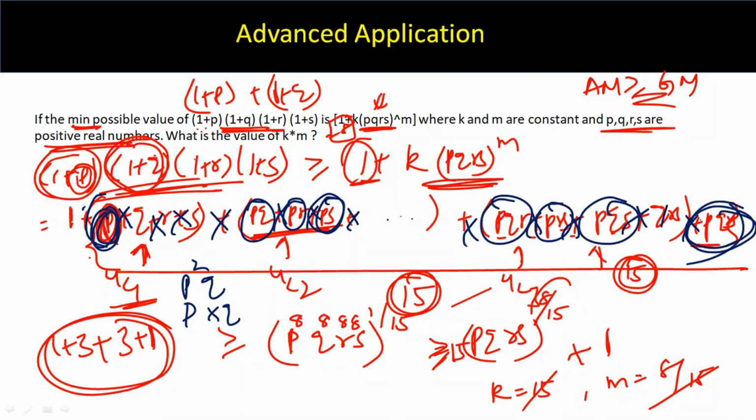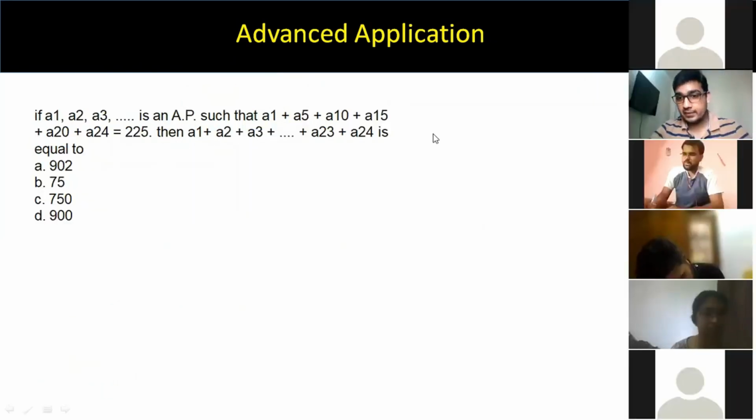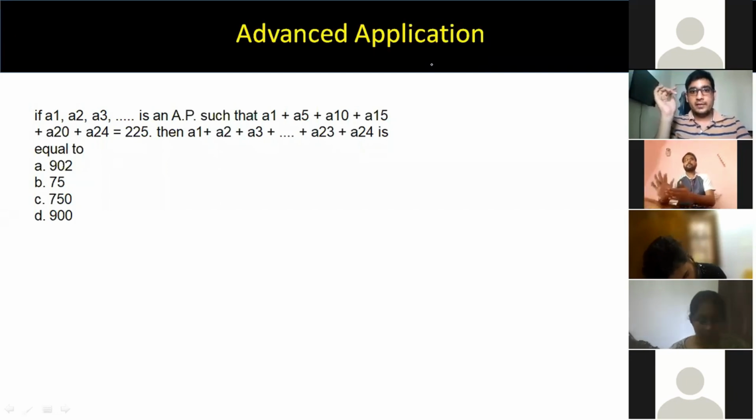So in total, I have counted how many terms have p in them, so that when you multiply them, you will have that power of p. Hence p to the power 8, because in total there were 8 terms out of 15 which had p in it. Next question. And this is definitely one of the advanced applications. How do you solve it? Let's not touch pen and paper. Let's try to just visualize the question and solve it orally.